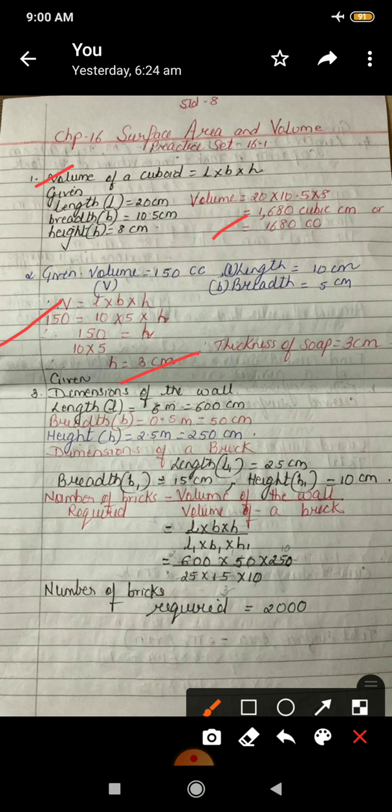How many bricks of length 25 centimeters, breadth 15 centimeters and height 10 centimeters are required to build a wall of length 6 meters, height 2.5 meters and breadth 0.5 meters? Now, let's see the dimensions of the wall. Length 6 meters is equal to 600 centimeters. Height 2.5 meters is equal to 250 centimeters. Breadth 0.5 meters is equal to 50 centimeters.